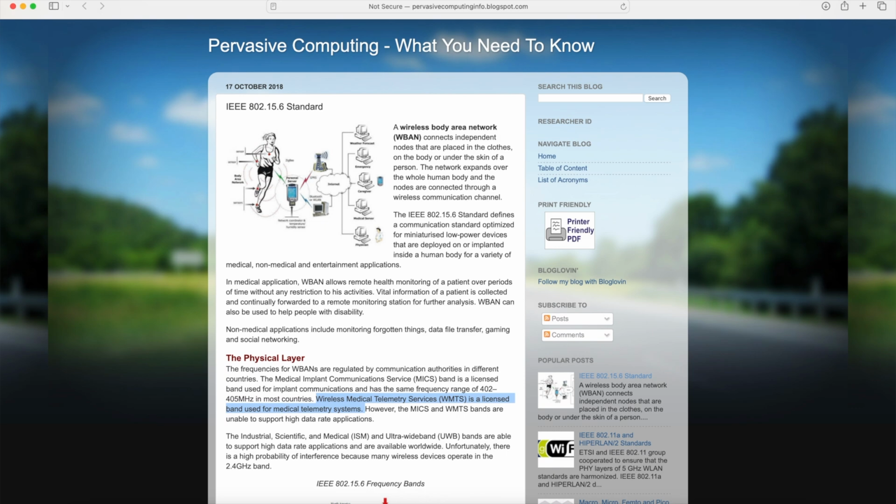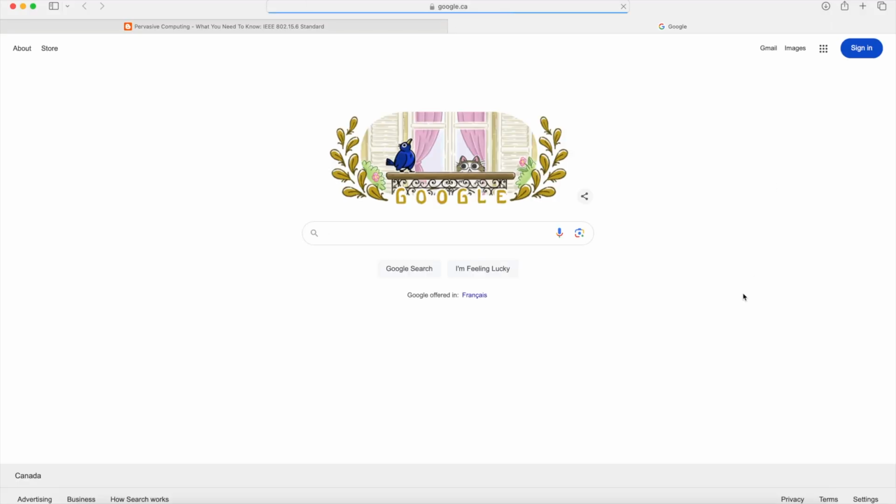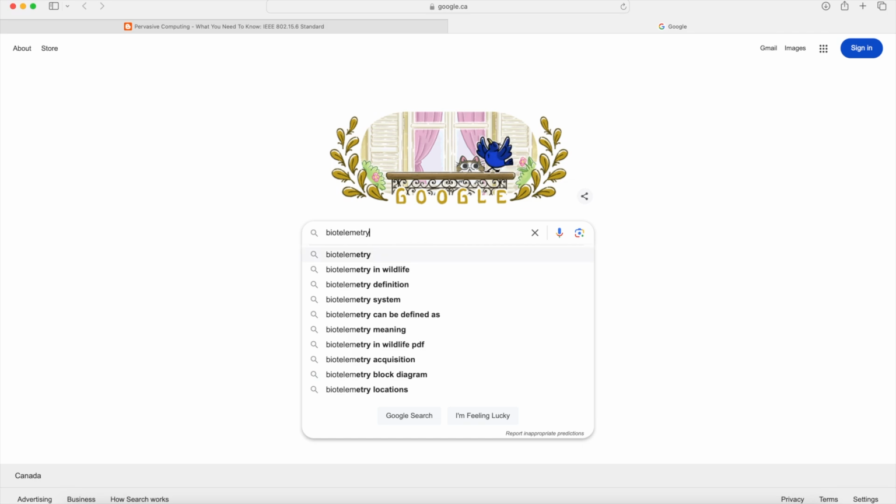We're back here with the pervasive computing article. Notice where it says, wireless medical telemetry services is a licensed band used for medical telemetry systems. So what is medical telemetry? Medical telemetry is also known as biotelemetry. We're going to Google biotelemetry.